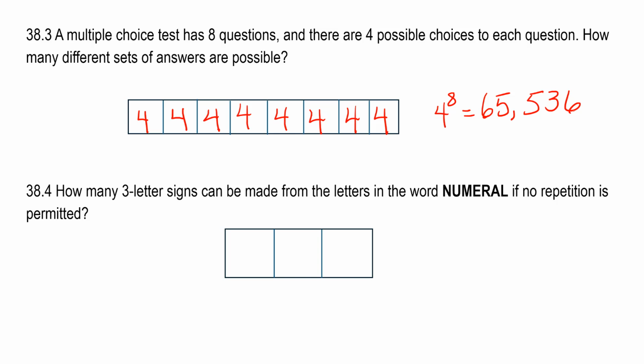65,536. All right, how many 3-letter signs can be made from the letters in the word numeral if no repetition is permitted? So no repetition, you can only use each letter once.